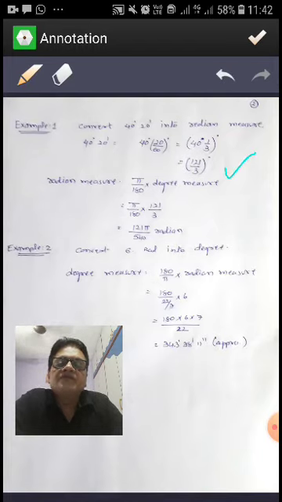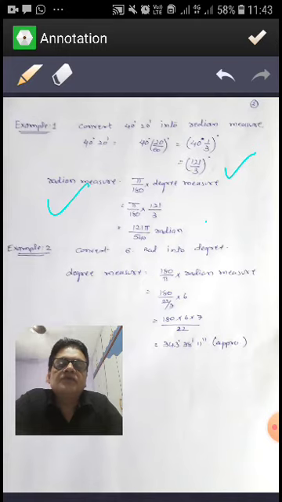Now what do we have to do? We have to write the formula. What is our formula? If we want to find radian measure, then we have to multiply degree measure with pi by 180. So pi by 180 into degree measure. So pi by 180 into 121 by 3. So now there is no reduced form. So we have to write 121 pi by 540 radian.